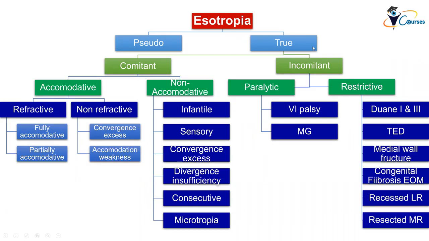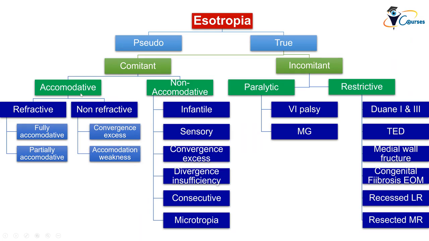Also, the esotropia can be true, which can be comitant or incomitant. The incomitant, as we agreed, could be paralytic or restrictive. The comitant can be accommodative or non-accommodative. What is meant by accommodative and non-accommodative? It has a relation to accommodation, for example, for hyperopia. The accommodation reflex consists of what? There will be miosis, accommodation, and convergence. So the increase in accommodation will result in increased convergence. This convergence is an esotropia.